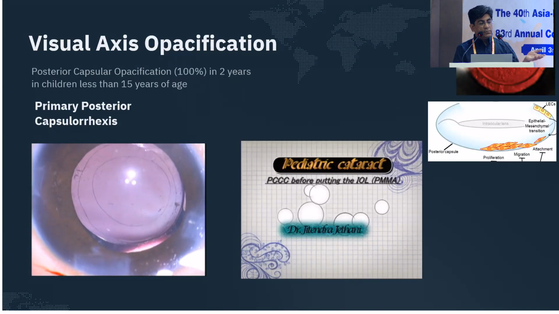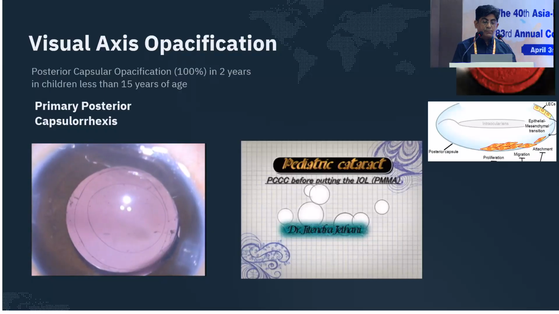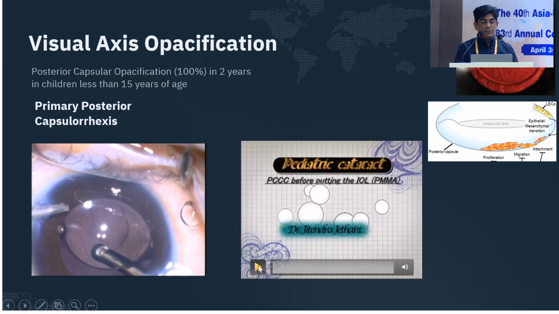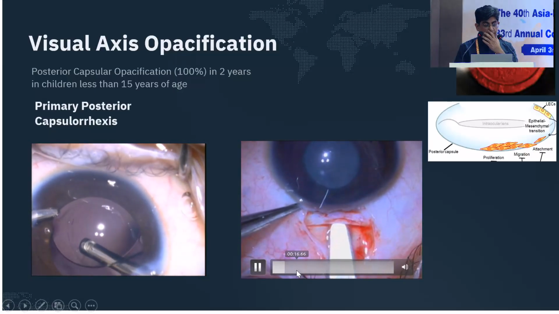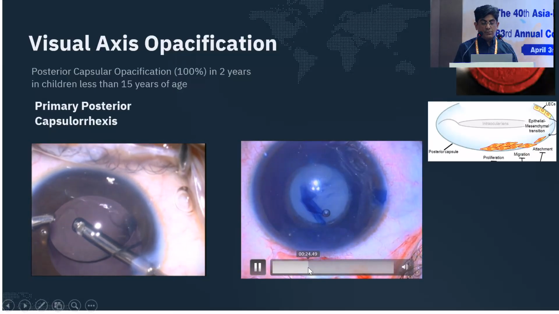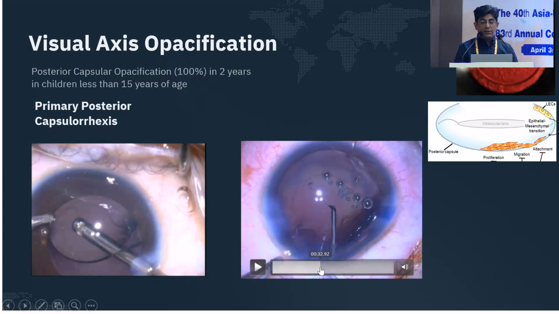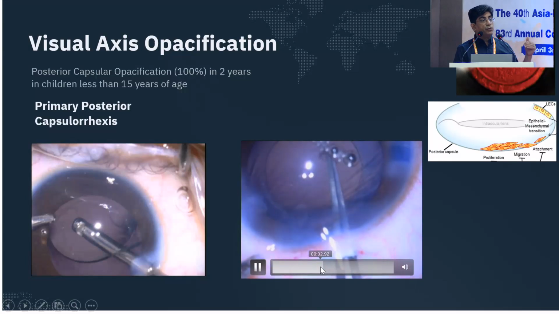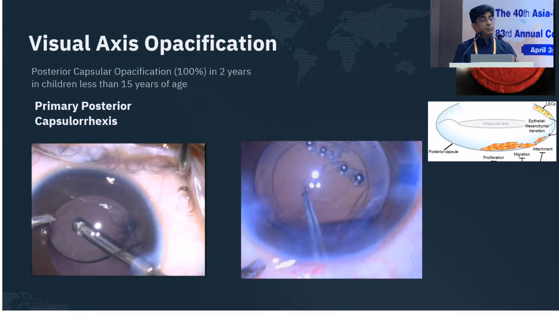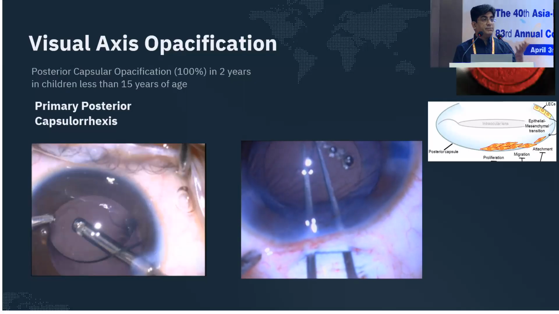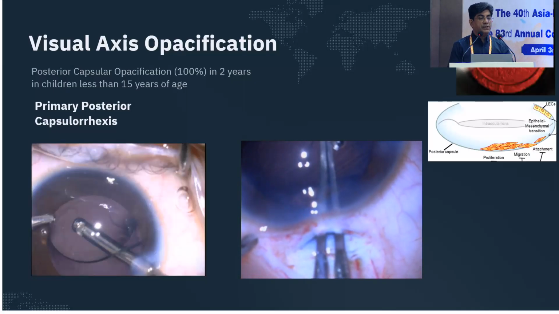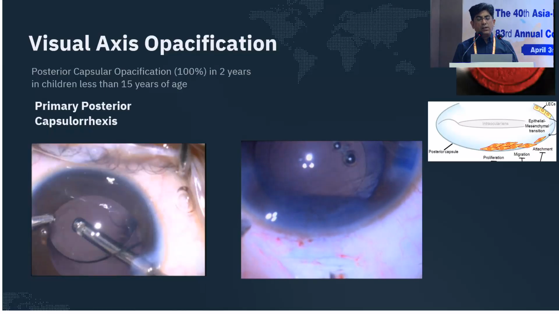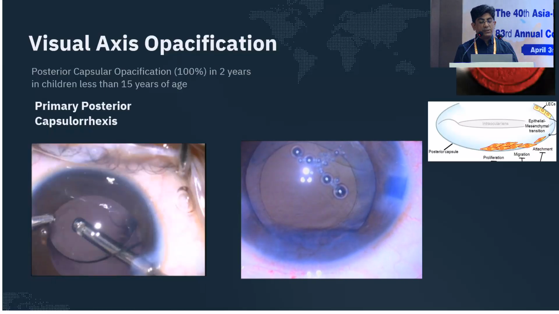And this is the first video showing after we have put the IOL, and you see the ease of doing a posterior capsular access. It is much easier when you do it before putting the IOL, but then putting IOL in the bag sometimes may be tricky. So either way is fine. Whatever way you are comfortable with, you can go ahead and do primary posterior capsular access.